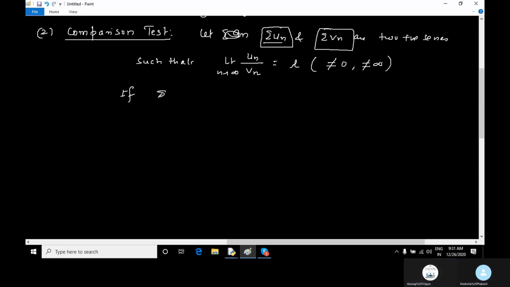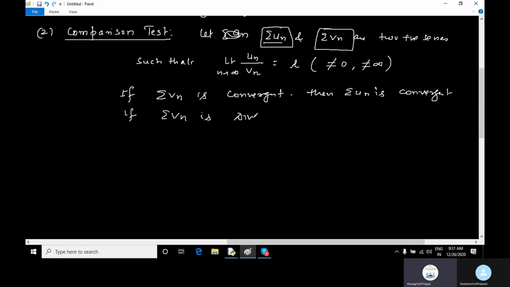So if summation of Vn is convergent, then summation of Un also will be convergent. And if summation of Vn is divergent, then summation of Un is divergent. So Un is actually the question given, Vn we are assuming, and you will find the limit, it should not come zero and should not come infinity, and depending upon the Vn, we can decide whether Un is converging or diverging. Okay. Getting here?